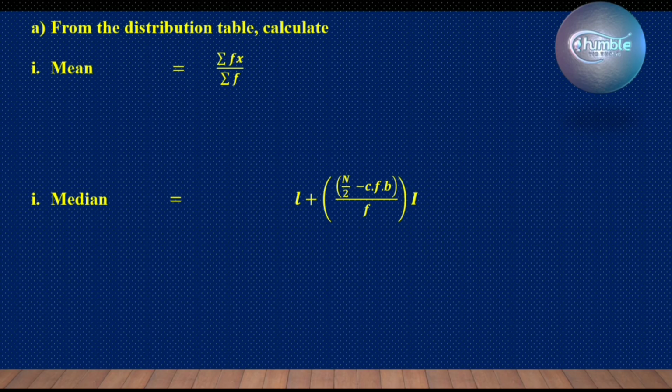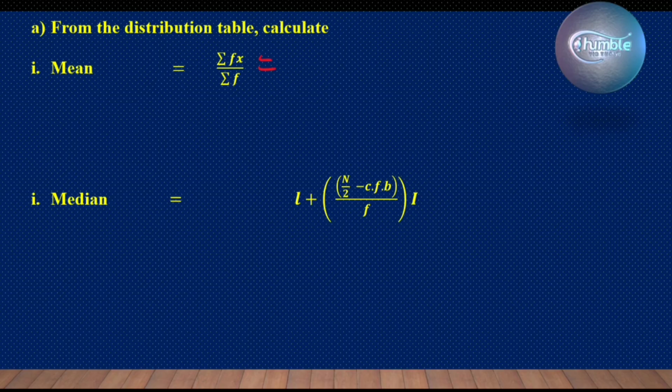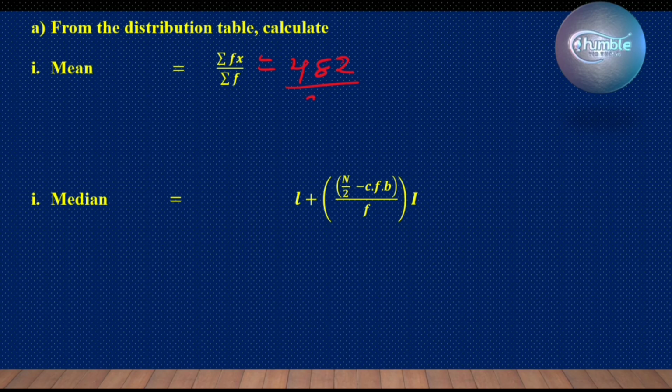So let us take summation of f of x, which is here, 482. So this will be 482 divided by summation of f, which is 23. So this one will give you 20.956. We can give it to 4 figures. 20.96 is the mean. So our mean is 20.96.